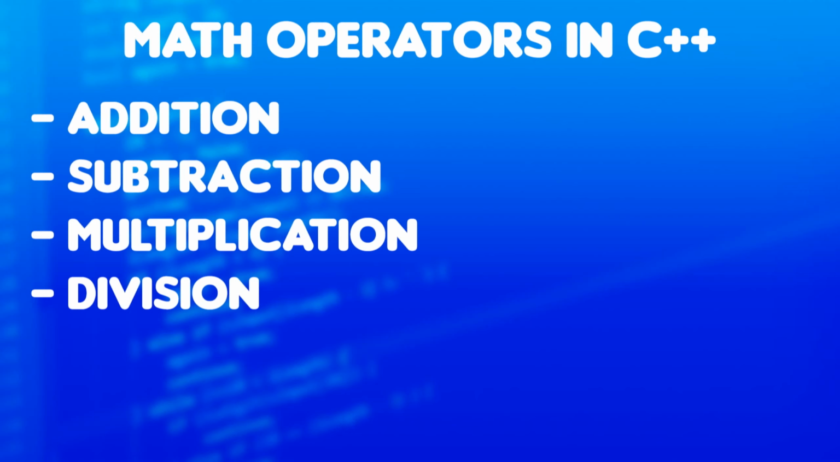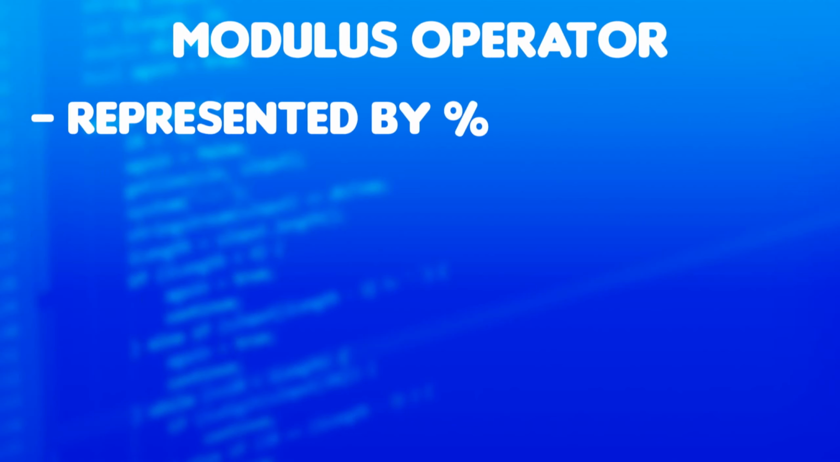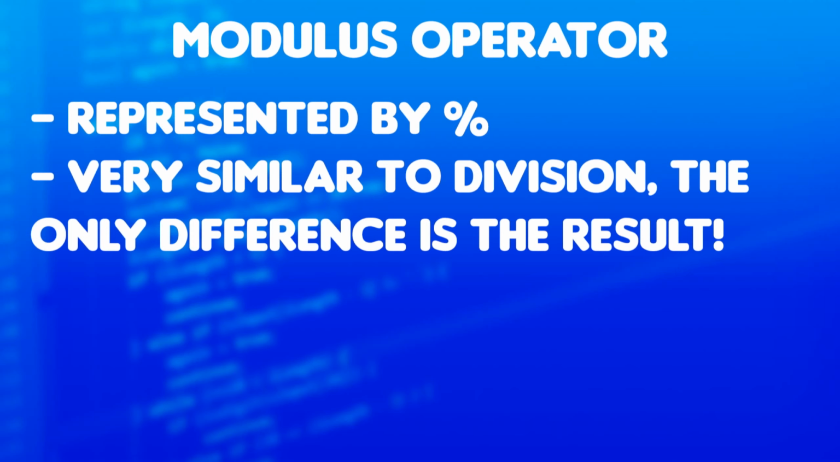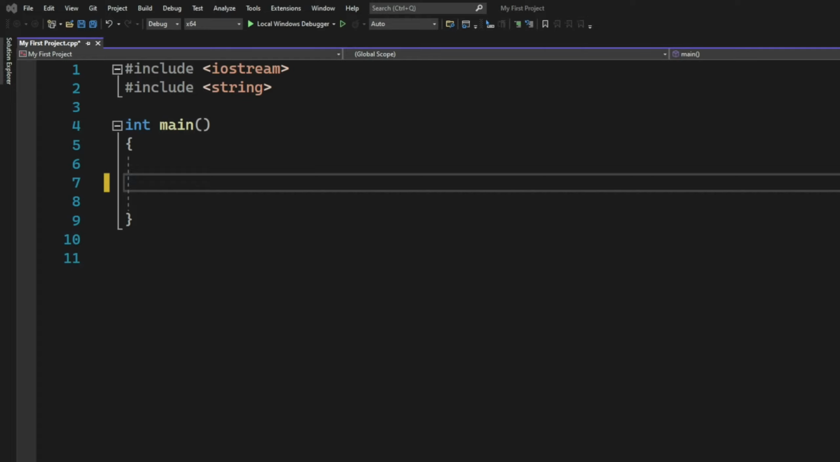However, in C++, there is an additional operator that you should know called modulus. Modulus operator is represented by the % sign on your keyboard, and it's very similar to division. The only difference is the final result that will be stored in a variable, which I will also demonstrate right now. Now that you know the 5 main basic arithmetic math operators, I will show you how to use each operator in C++.